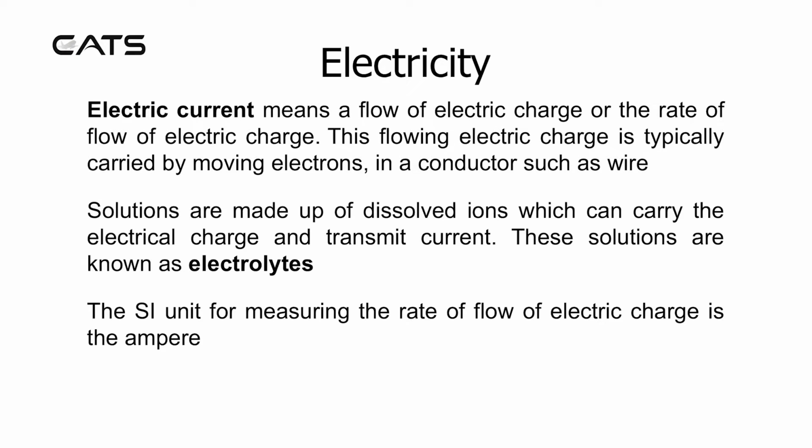Electric current means a flow of electric charge, or the rate of flow of electric charge. This flowing electric charge is typically carried by moving electrons in a conductor such as a wire. Solutions are made up of dissolved ions, which can carry the electrical charge and transmit current. These solutions are known as electrolytes. The SI unit for measuring the rate of flow of electric charge is the ampere.